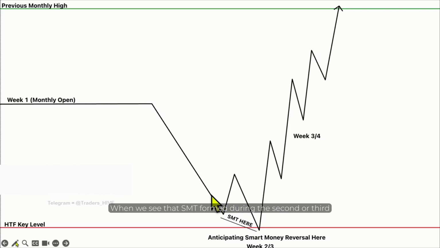When we see that SMT form during the second or third week of the month, we can anticipate that during the third or fourth week of the month, we are going to see the market begin to expand towards the upside and draw towards buy side liquidity. First of all, resting above the high of that first week, and secondly, above, for example, the previous month's high or another higher time frame key high. Now, what I want you to understand in this schematic is the following.